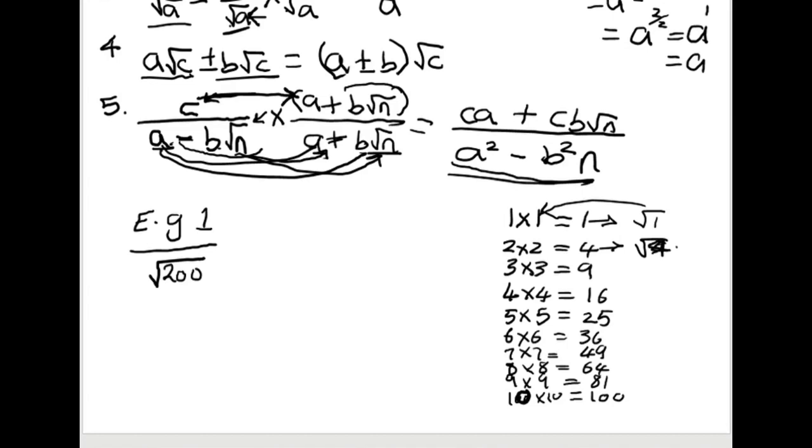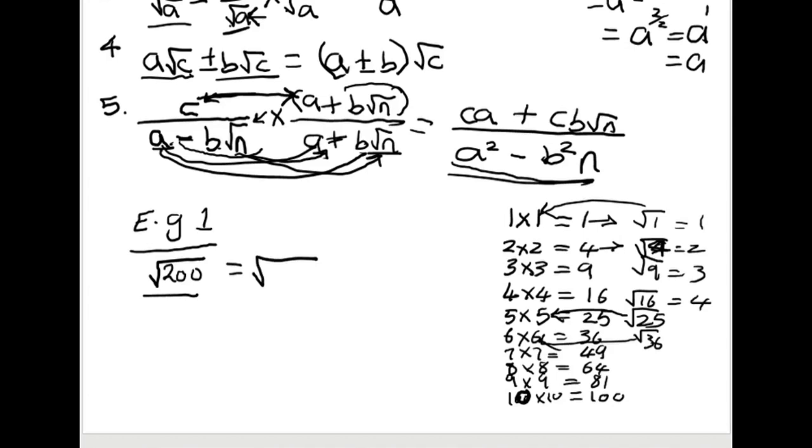So square root of 4 will give you 2. Square root of 1 will give you 1. Square root of 9 will give you 3. Square root of 16 will give you 4. Square root of 25 will give you 5. Square root of 36 will give you 6. So when we want to change this single surd to the basic form, we just look for two factors of 200, of which one should be a perfect square.